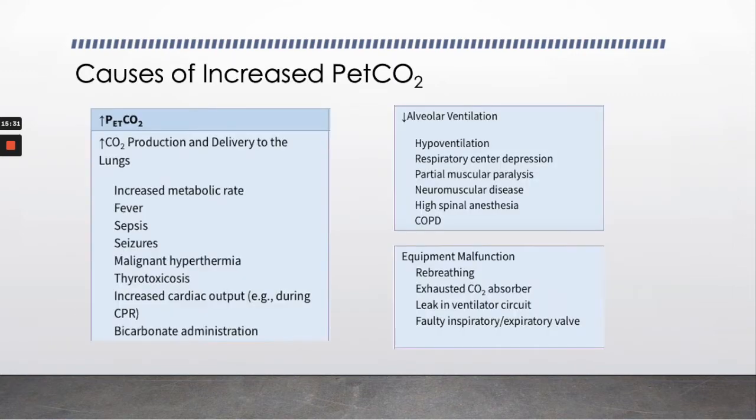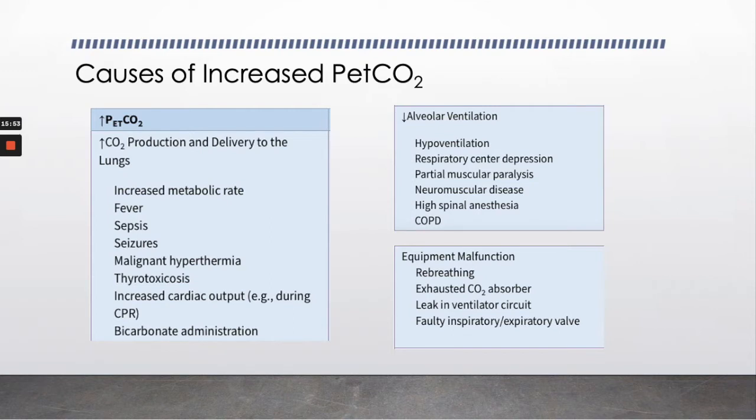Okay, so now we're going to look at the causes of increased end tidal CO2. We see that there's an increase of CO2 production and delivery to the lungs, a decrease of alveolar ventilation, which will cause an increase, and any equipment malfunction.